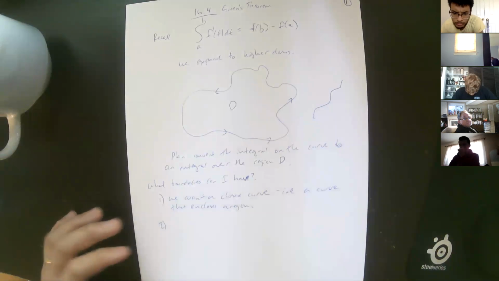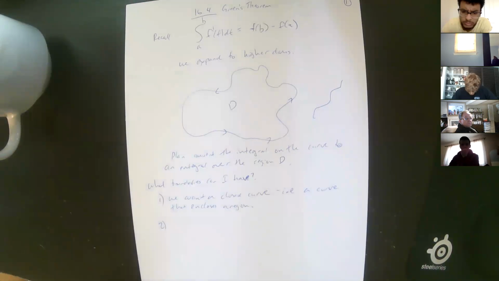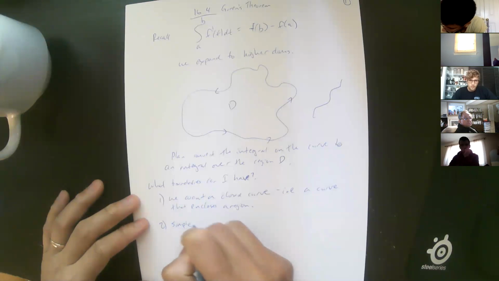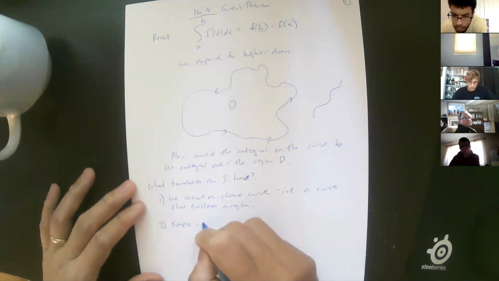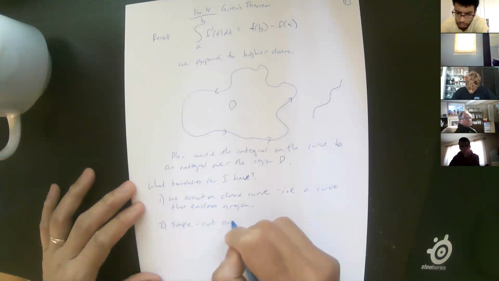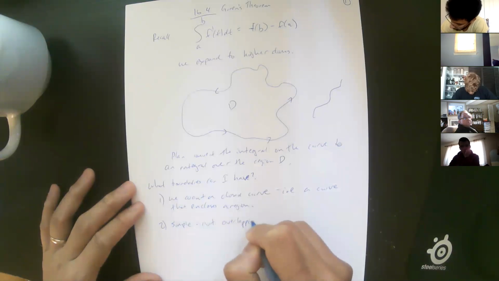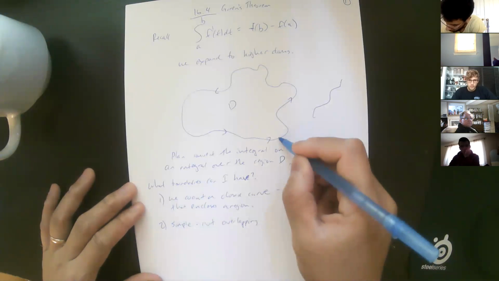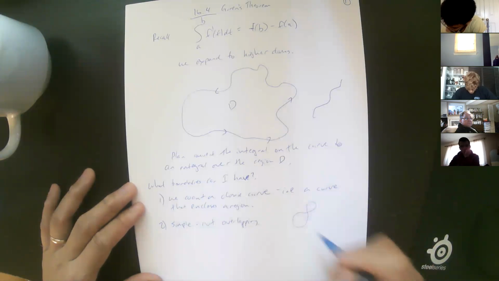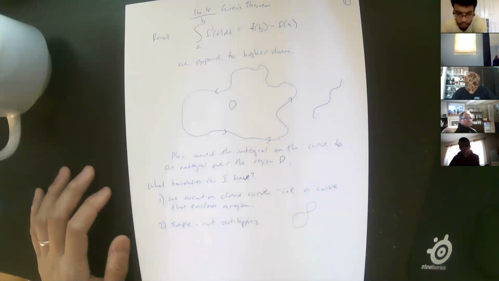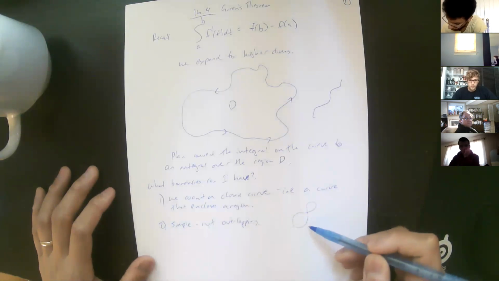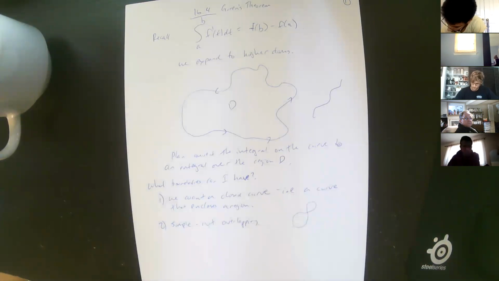And now these are a couple more technical-ish ones. We want it to be simple. And what does simple mean? Not overlapping. So this is simple right here, but this is not simple. This is closed, and it encloses a region, but it is not simple. Okay?